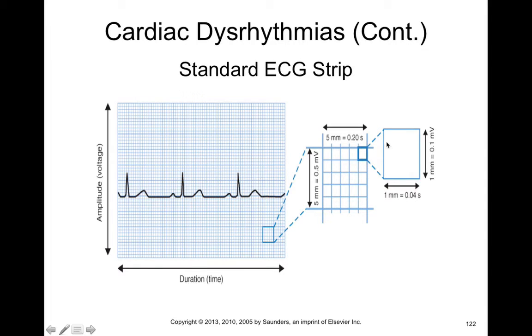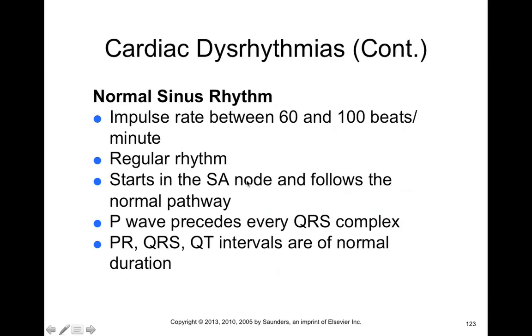Each of these smaller squares here represents 0.04 seconds. And just knowing what these time intervals represent, you can get a pretty good estimate of the time between each of these particular heart events. So a normal sinus rhythm is a rate between 60 and 100 beats per minute. We call this a regular rhythm.